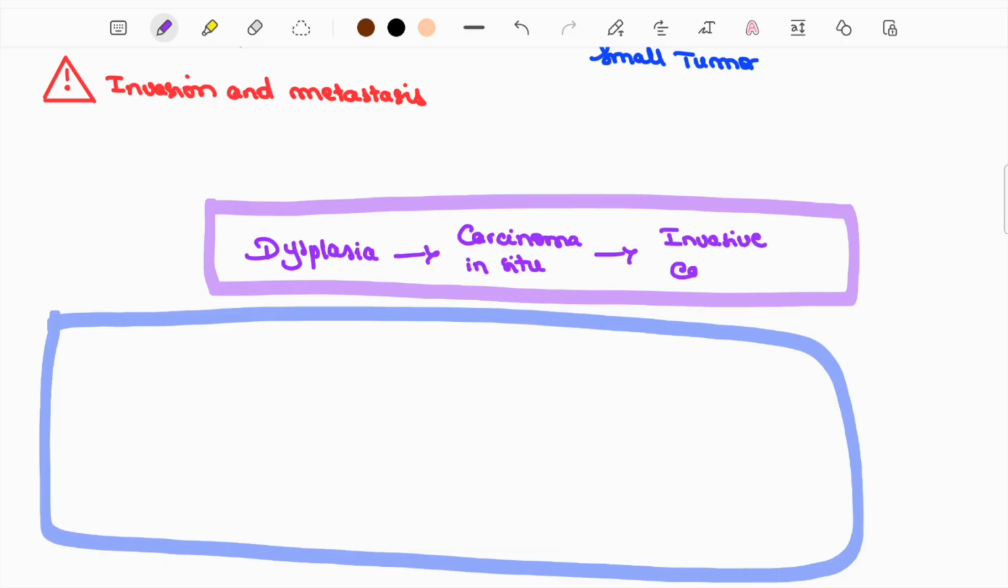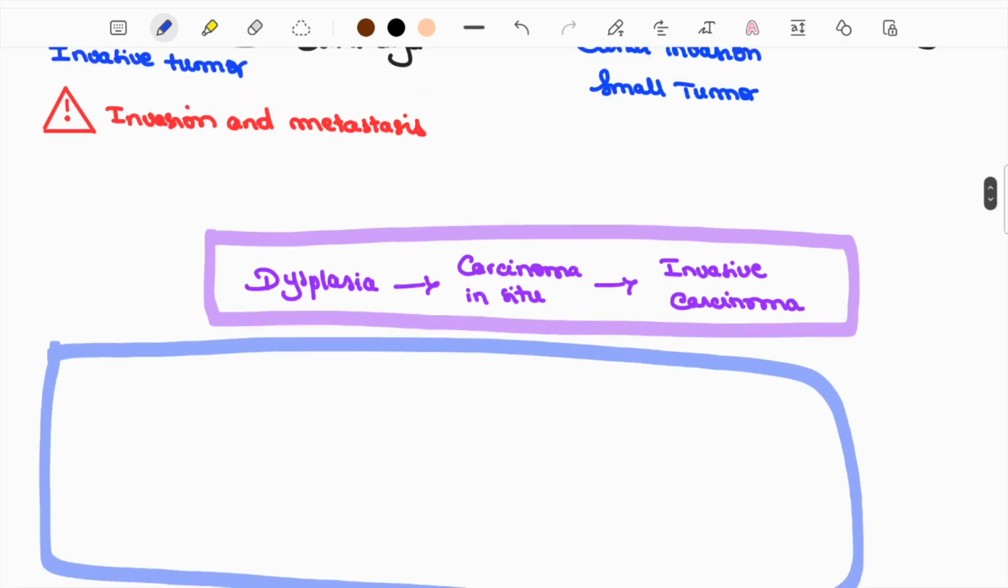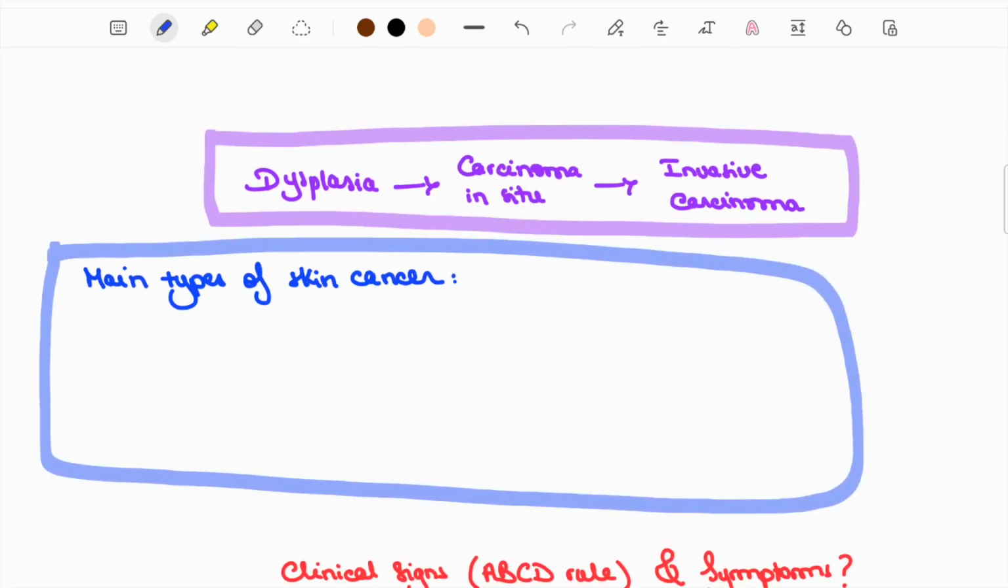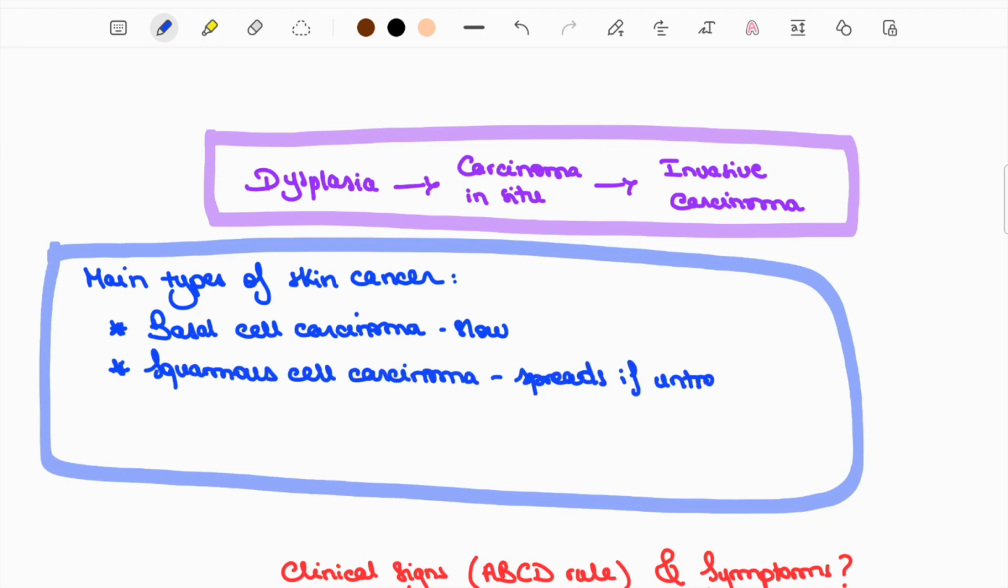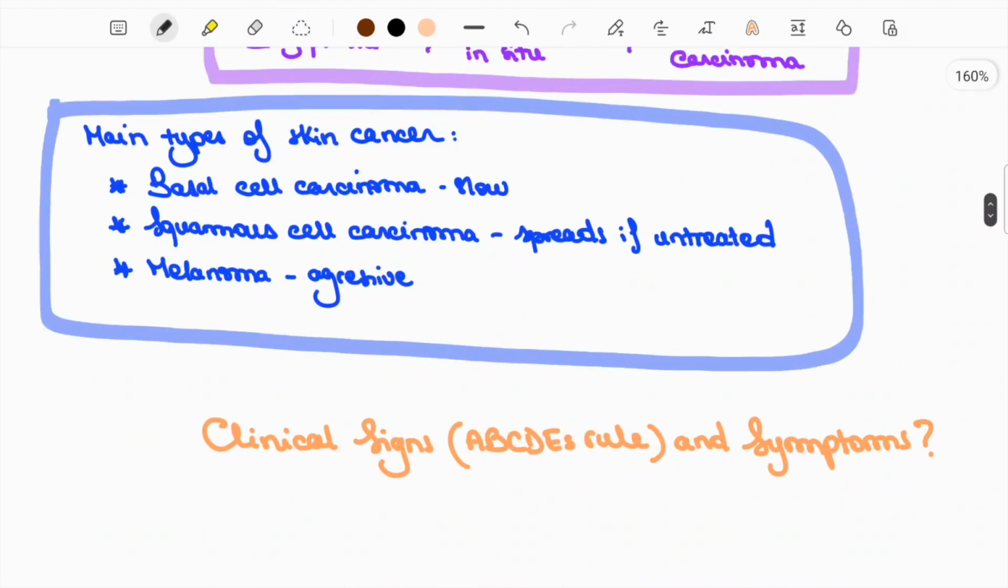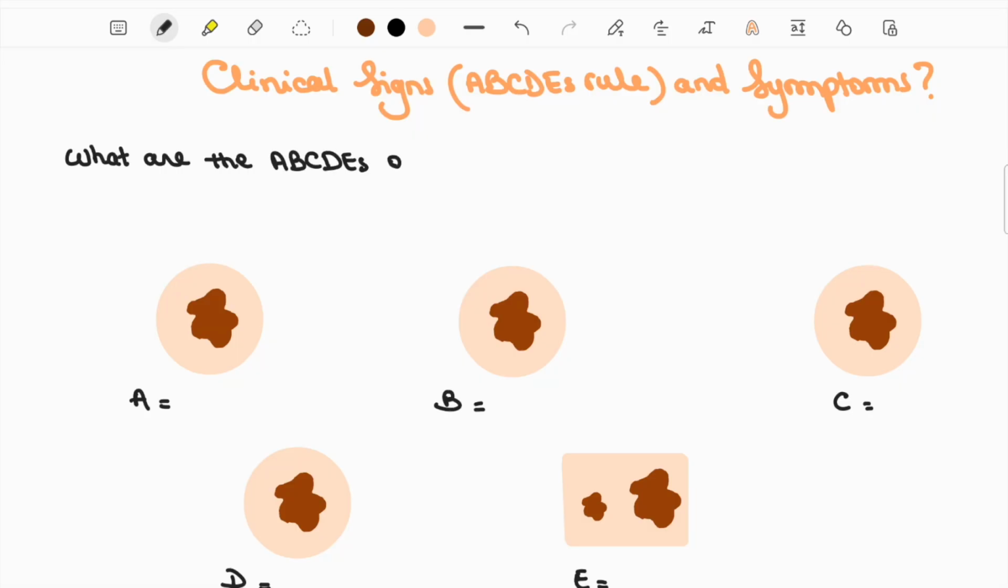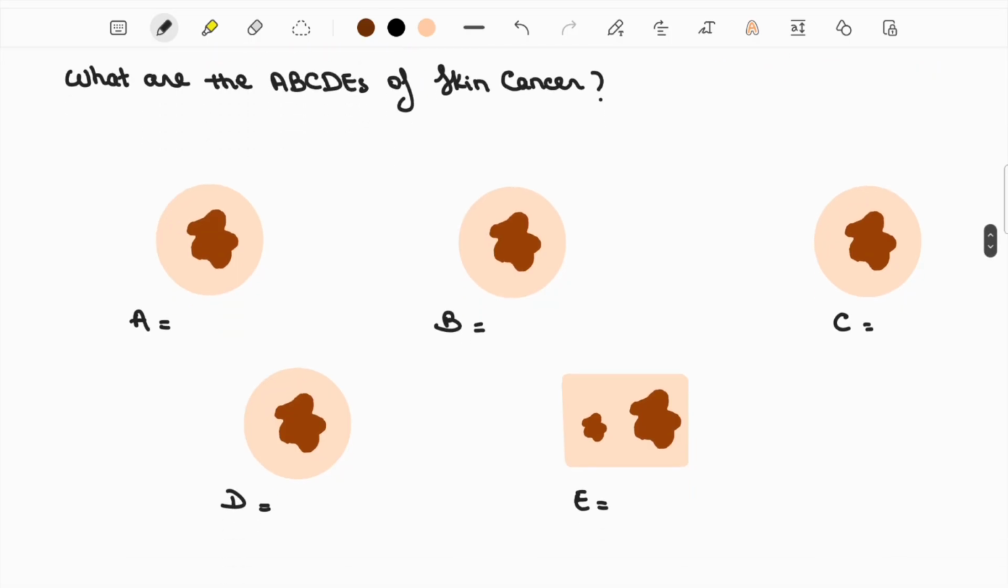This same process explains the three main types of skin cancer: basal cell carcinoma, which grows slowly and rarely spreads; squamous cell carcinoma, which can spread if untreated; and melanoma, the most aggressive type, because it spreads early to other organs. Now, diagnosis begins with a clinical skin examination using the ABCDE rule to identify suspicious lesions.